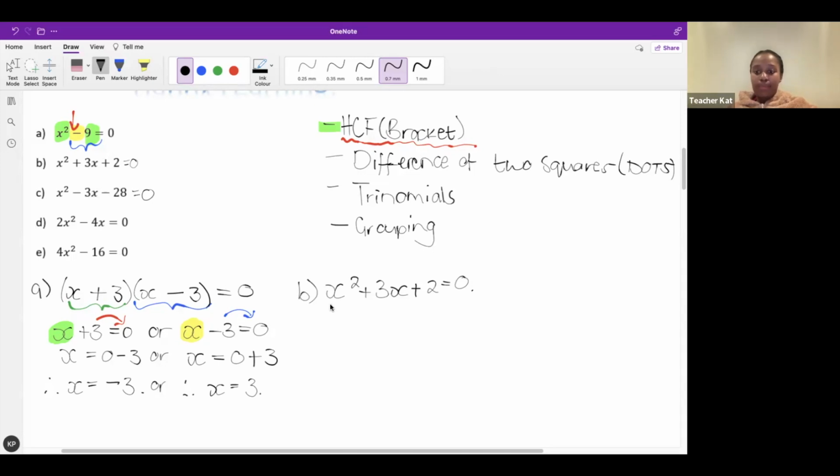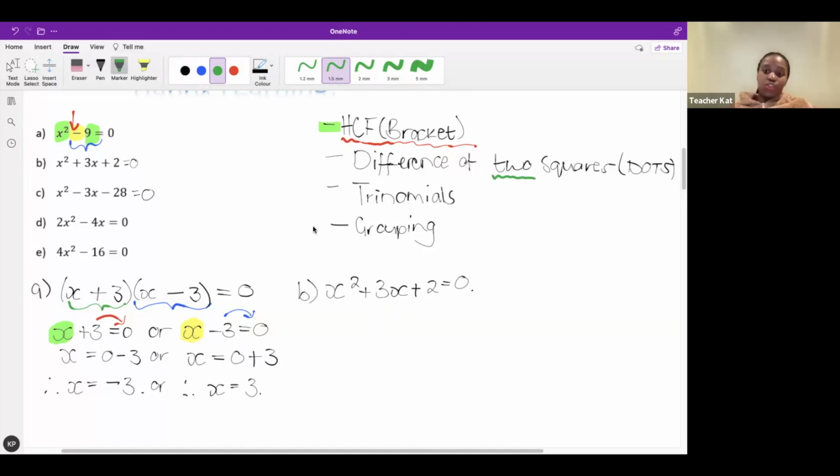What do you guys think? Anyone? X squared, 3x, 2. No, thank you. No, there isn't, right? So we're definitely not going to use the common factor. All right, my second option is difference of 2 squares. Do we have 2 terms in this case? Do we have 2 terms here? X squared? No, we don't. So it's not difference of 2 squares, okay?